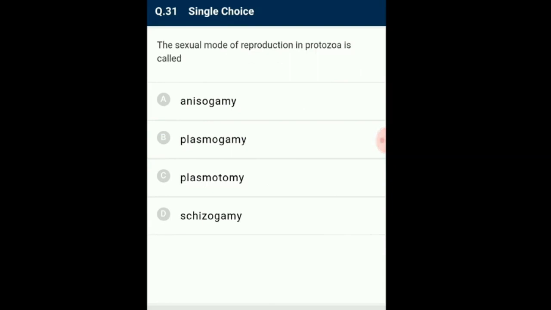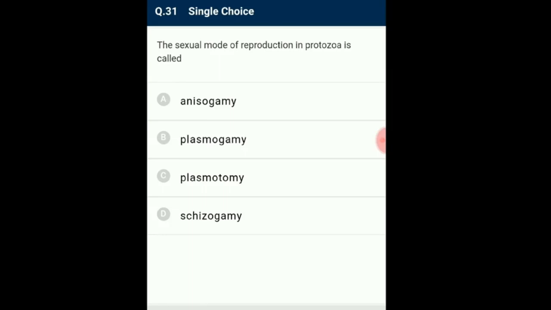Question number 31. The sexual mode of reproduction in protozoa is called. Reproduction is the process of producing fertile offspring which look similar to the parent. Sexual mode of reproduction is the reproductive process where two gametic cells fuse to produce a zygote. Protozoa are a group of unicellular organisms coming under the kingdom Protista. These are either free living or parasitic in nature. Protozoans like Plasmodium show sexual reproduction via anisogamy, where the gametes participating are not similar in shape and size.